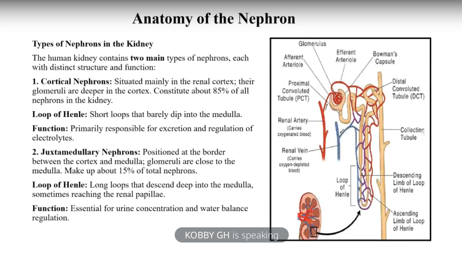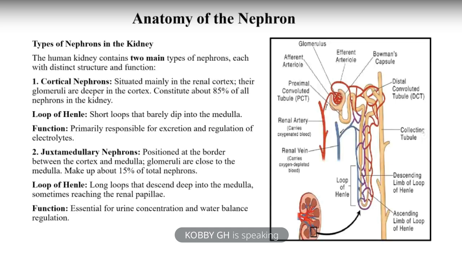What is a renal tubule? The renal tubule consists of the proximal convoluted tubule, the loop of Henle, where we have the descending limb of the loop of Henle and then the ascending limb of the loop of Henle. Then from there we have the distal convoluted tubule. Then we have the collecting duct. All these together is what we refer to as the renal tubule.